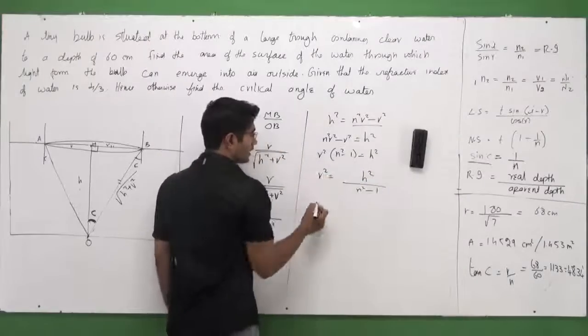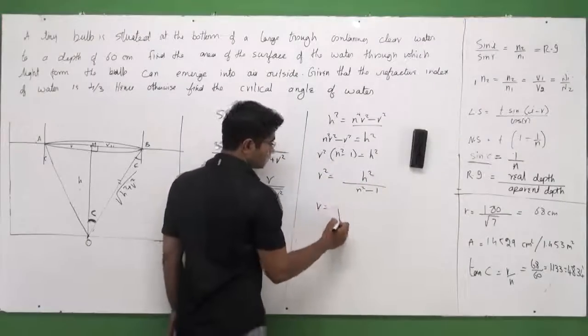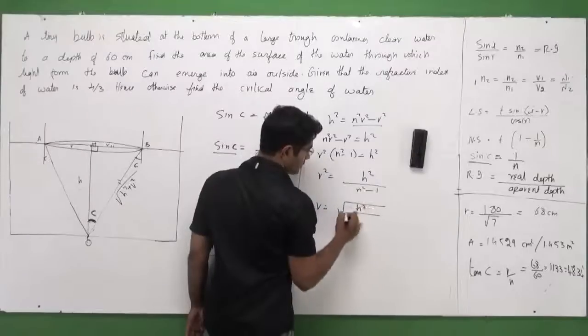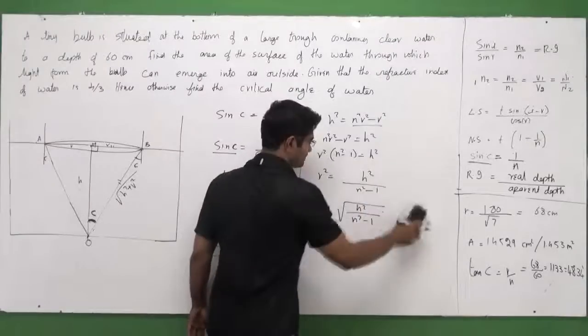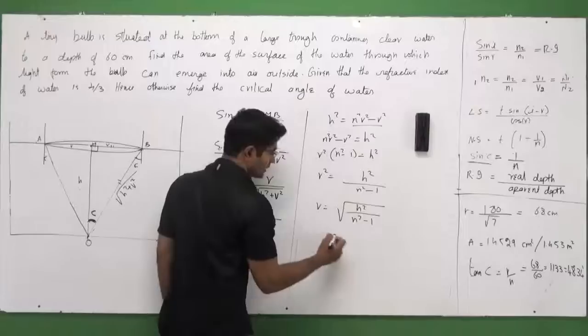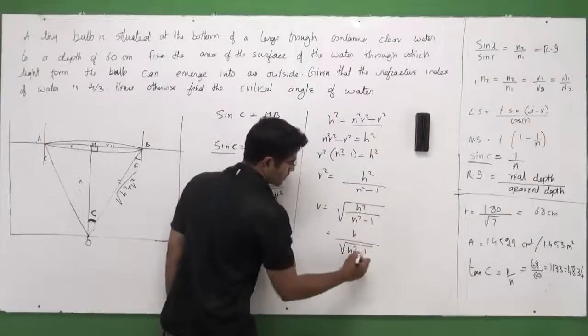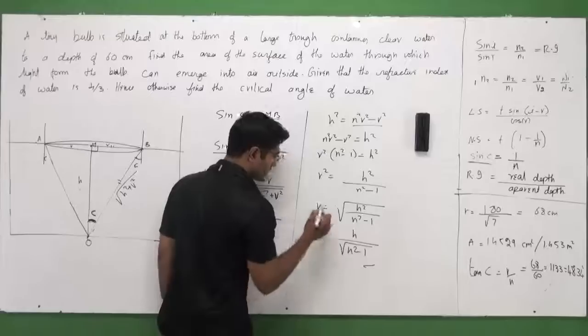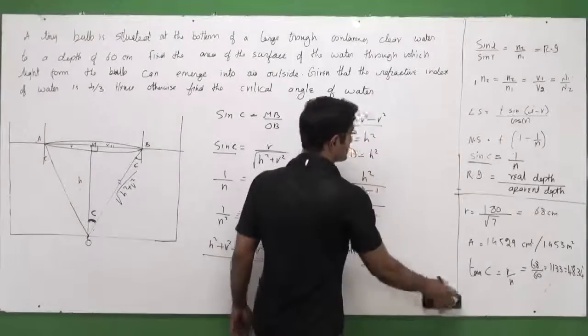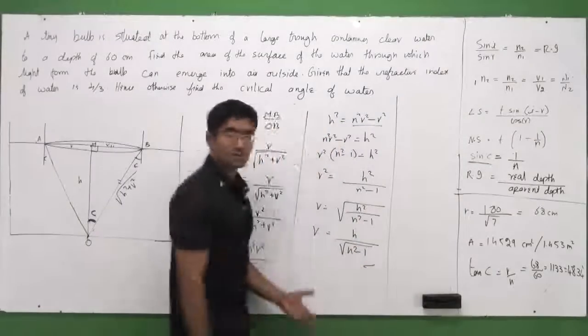All right, now can I get the value of r? r is nothing but root of h squared by n squared minus 1. That's it. If I take h out of this, I'll get what? h divided by root of n squared minus 1. Okay, fine. This is what is r. Once you get the value of r, I can actually solve it using the simple formula of pi r squared.